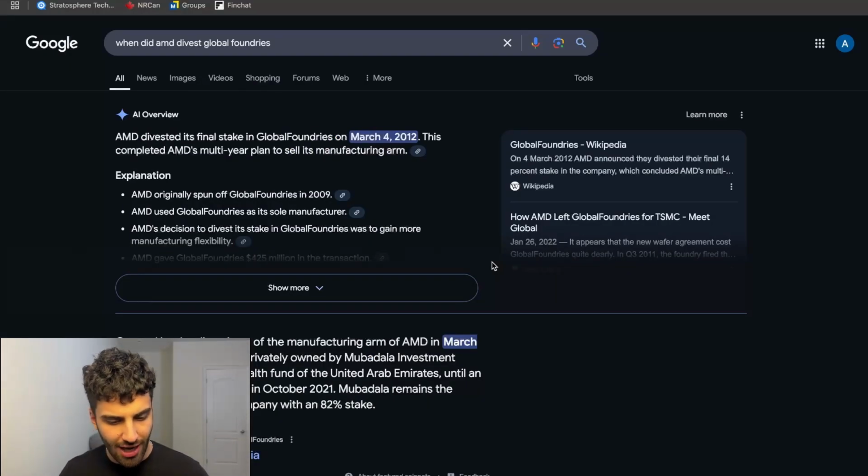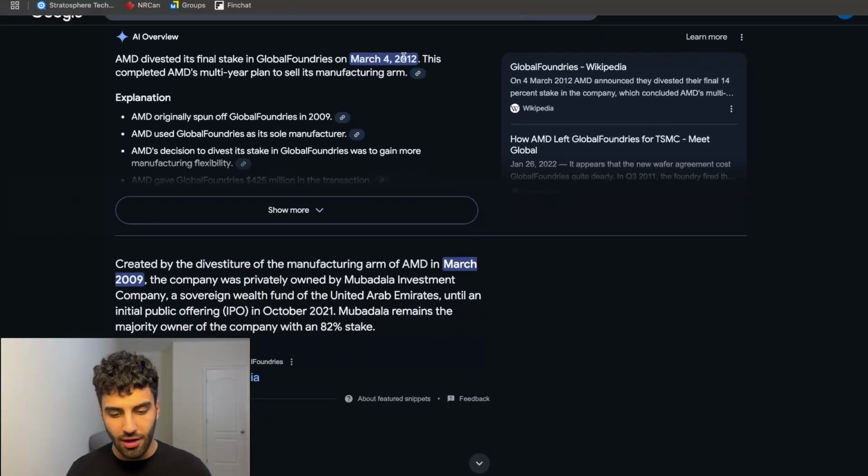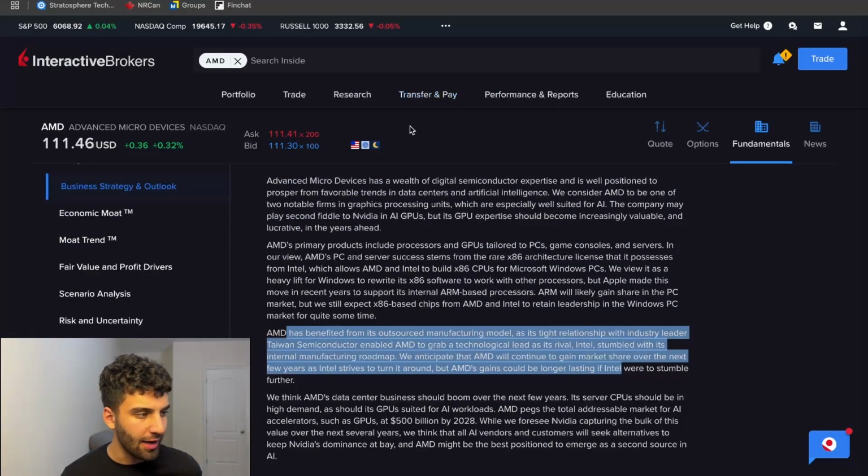After the 2008 crash, they decided to divest Global Foundries, which was just their manufacturing part of the business. And so they fully split it off. And then in 2012 was when they fully divested the last of their stake. Global Foundries is a public business as it stands today. But yeah, in 2009, AMD made the transition, and now they're fully a design business.